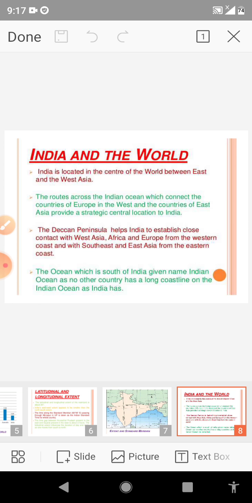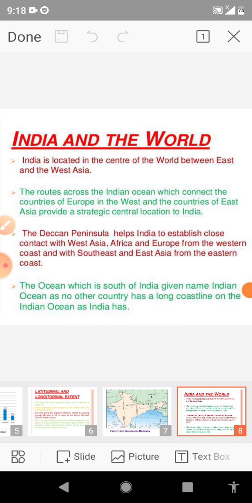After that, we'll discuss India and the world. With regard to our country, it lies in the south central part of Asia, at the head of the Indian Ocean. And the routes across the Indian Ocean, which connect the countries of Europe in the west and the countries of East Asia, provide a strategic central location to our country. And the Deccan Peninsula helps India to establish close contact with West Asia, Africa, Europe from the western coast, and Southeast and East Asia from the eastern coast.